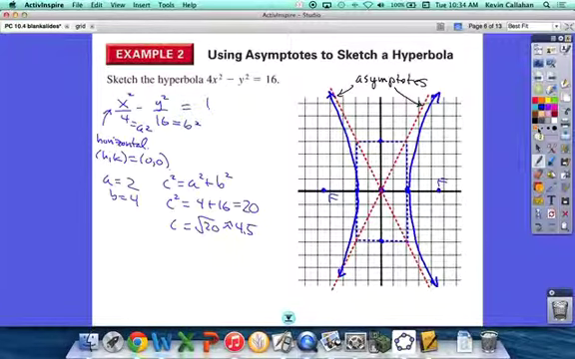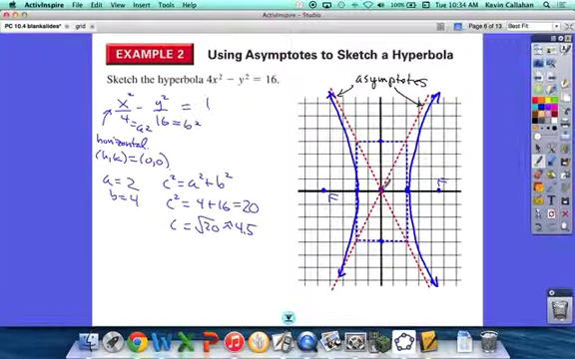So that's where the B comes in. B is just like it is in an ellipse. It's the distance in the perpendicular direction to the major axis, or the transverse axis. But it helps us to draw a graph by giving us a rectangular box that we can draw diagonals on, and those are the asymptotes.